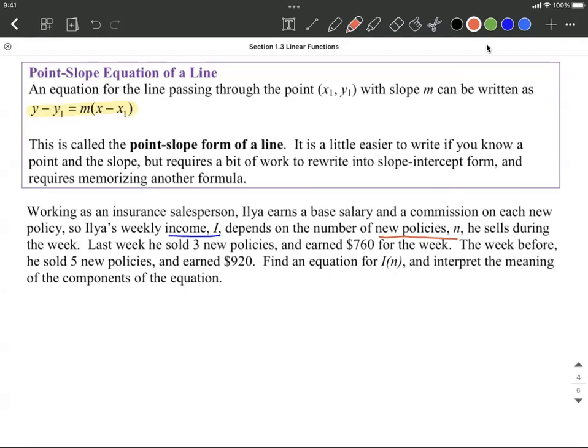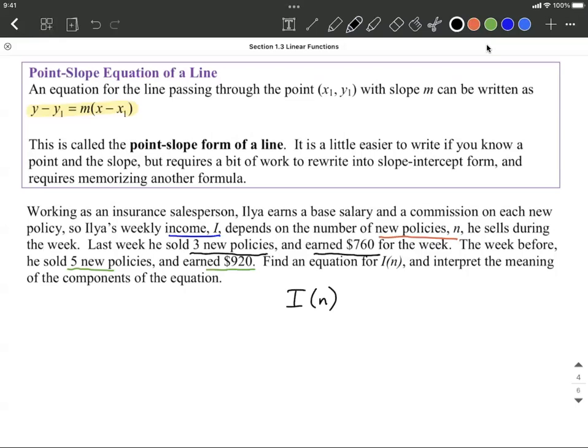Okay, last week he sold 3 new policies, and that corresponded with earning $760 for the week. Now, the week before, 5 policies earned $920. So our goal here is to find the function. They tell us it's I of n. And we're going to assume that this is a linear function, by the way.